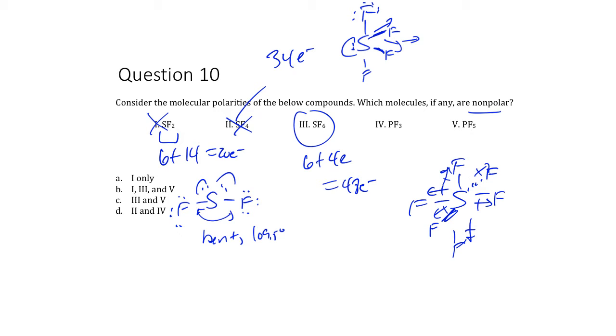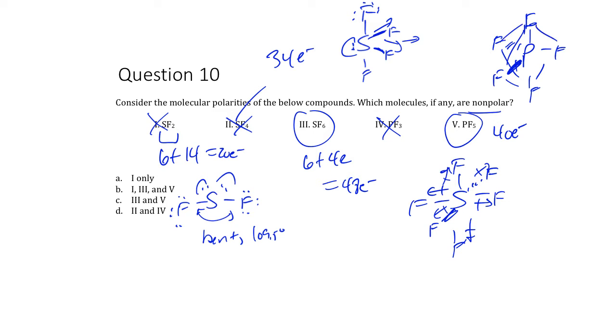PF3 is going to be trigonal pyramidal, like NF3 or NH3, so it's going to be polar. And then PF5 is going to be nonpolar, because we're going to have a trigonal bipyramidal molecule, 40 electrons. Central phosphorus, 2 fluorines on an axis together, 3 fluorines on an equator. So trigonal bipyramidal. All the fluorines canceling each other out for a nonpolar molecule.